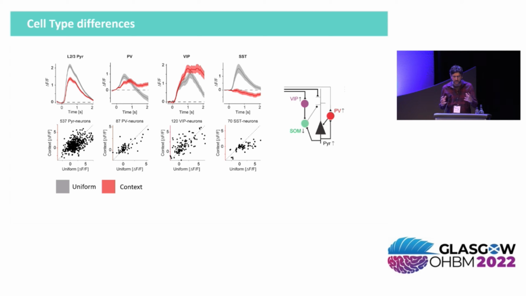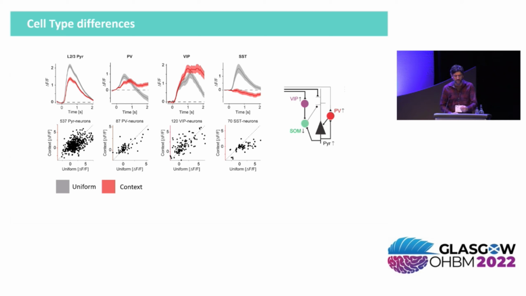But VIP and SST, or somatostatin, do something really quite different. For VIP neurons, the contextual stimulus is the favorite stimulus of a VIP interneuron. It responds extremely strongly to a contextual stimulus, to a stimulus where there is an occluder. Even more so than it does when there is actually information in its receptive field. In contrast, the occluded image is the least favorite stimulus of a somatostatin neuron. It's actually suppressed when you show an occluded image.